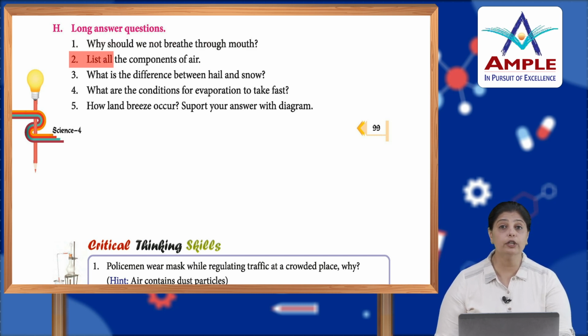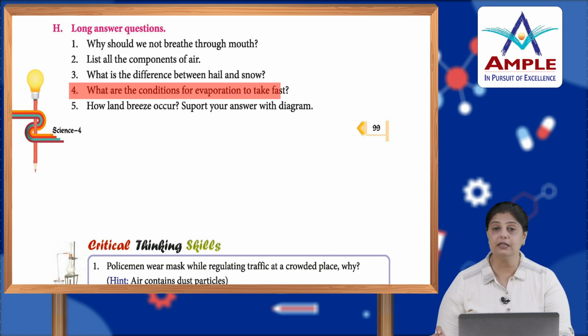Now, you have to list all the components of air. So, what is air made up of? You have to list all the components that are present in the air. What is the difference between hail and snow? What are the conditions for evaporation to take place faster?